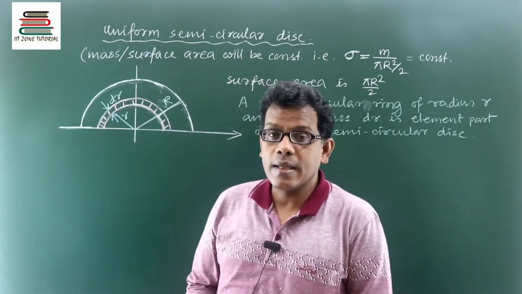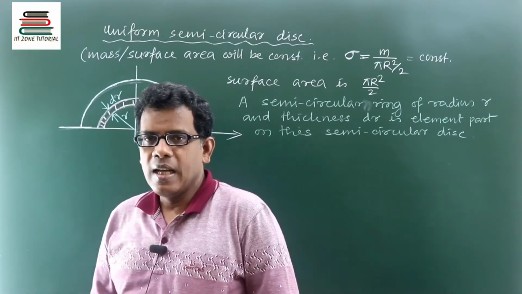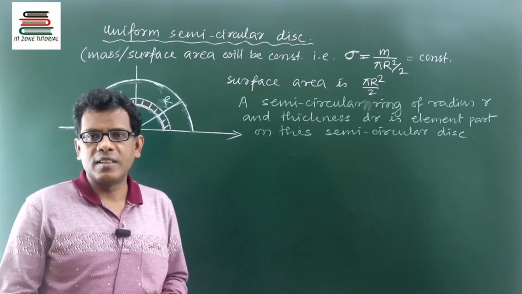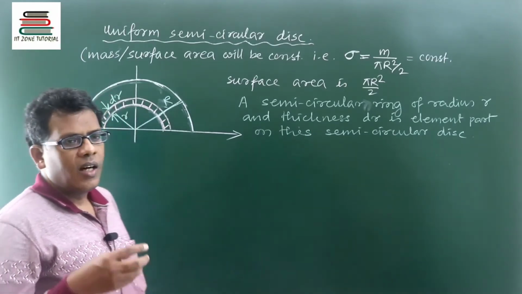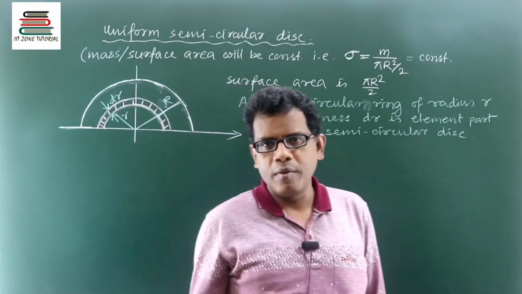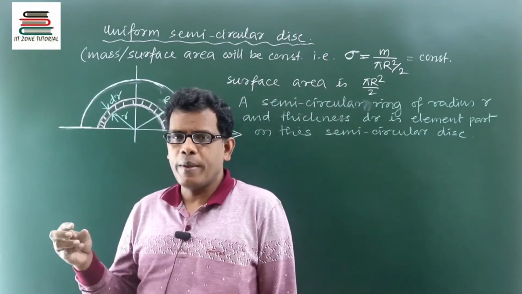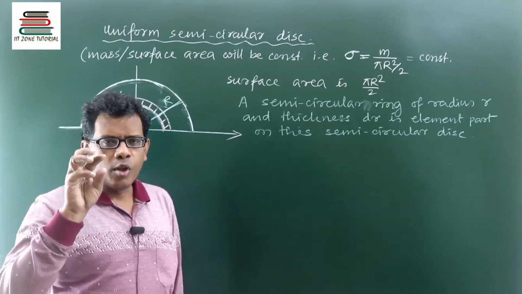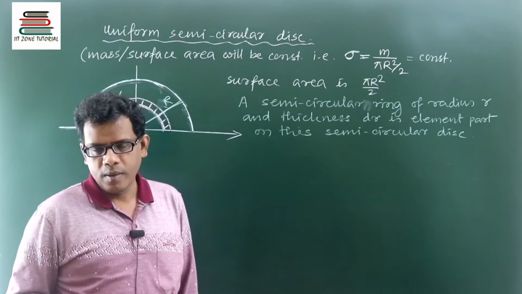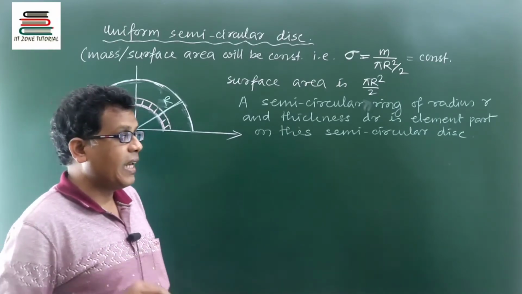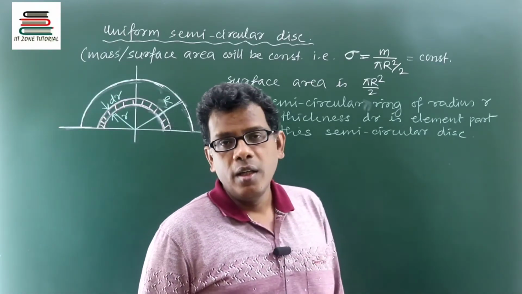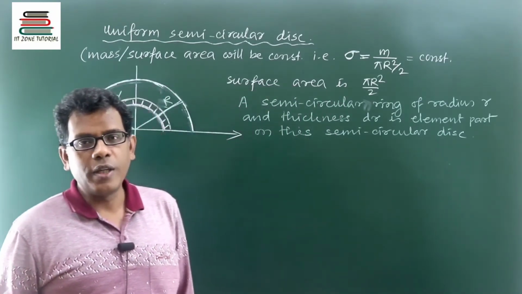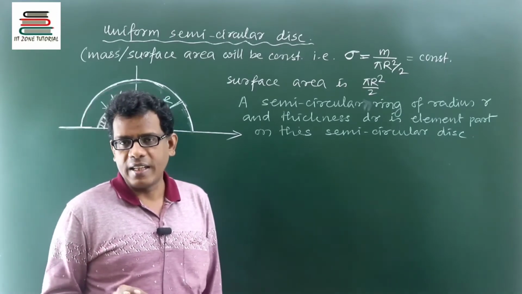Why are we taking the semicircular ring of certain thickness as the element body on the surface of this semicircular disc? Why can't we take a triangular geometry as the element body? Why can't we take a square geometry as the element body on the surface only? Why can't I take a small circle as the element body? Right. The process of selecting an element body in a given dimensional body should be done in such a way that no wastage of mass is taken into account.